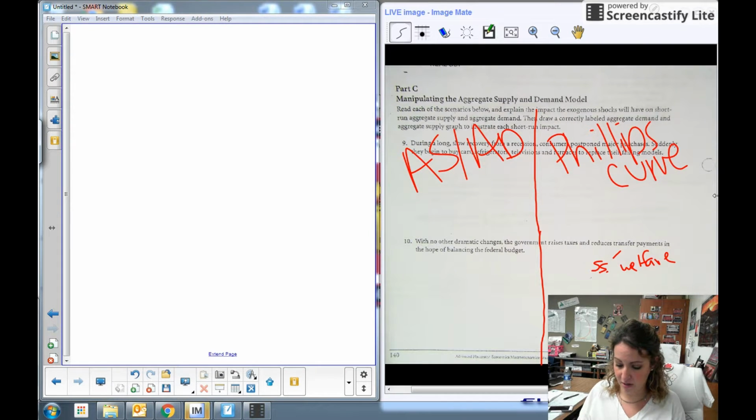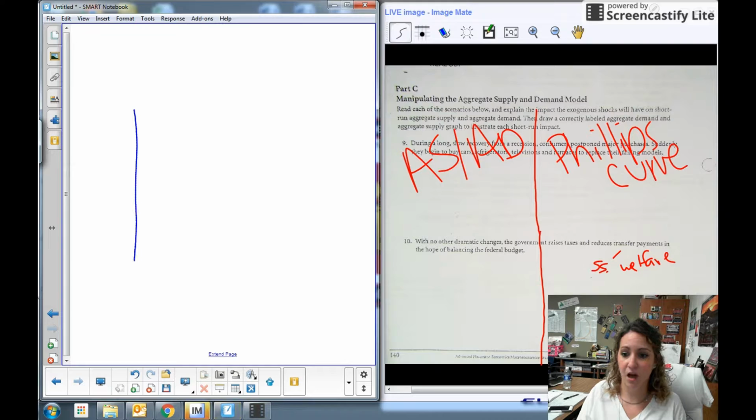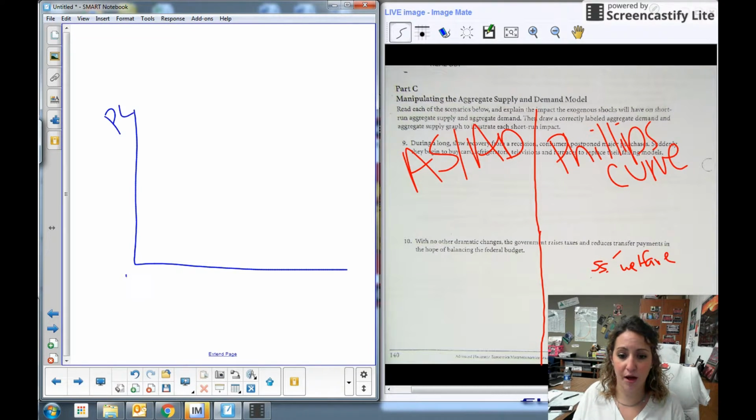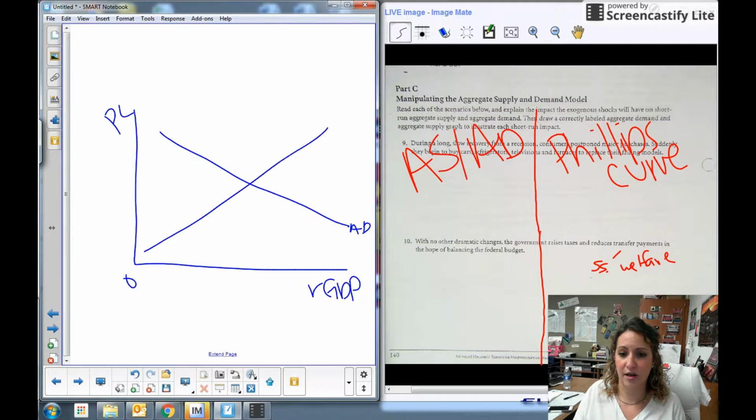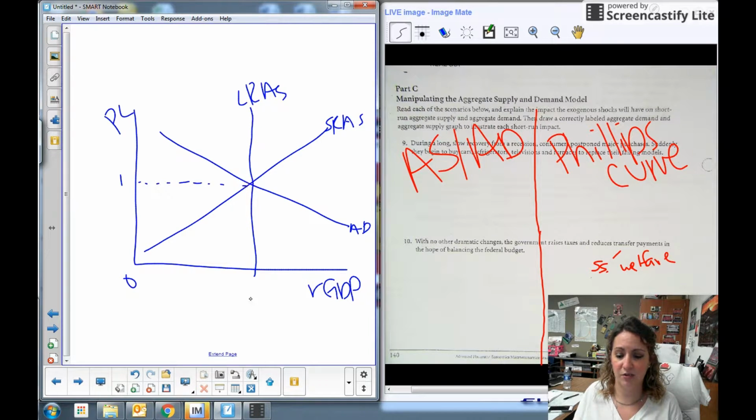So on aggregate supply and demand, okay, it doesn't say anything about being in a recession or being in a period of high inflation. So we're going to just assume that it's in long run equilibrium with price level on the Y, real GDP on the X, aggregate demand sloping downwards, AD, SRAS, and we're going to say that LRAS is in long run equilibrium because it doesn't say otherwise. LRAS. Don't forget your equilibriums, ones and ones. And they're raising our taxes.